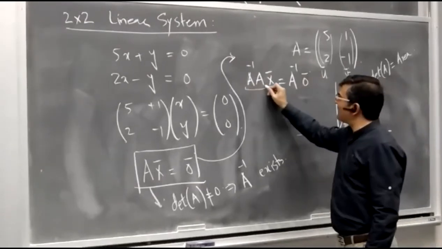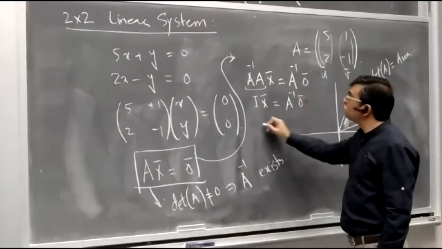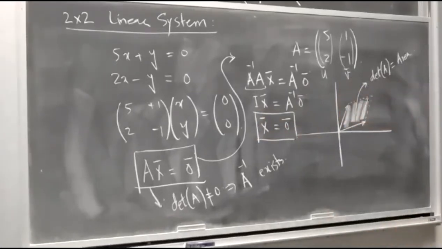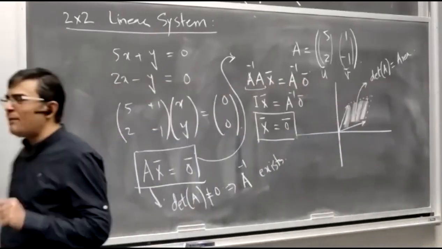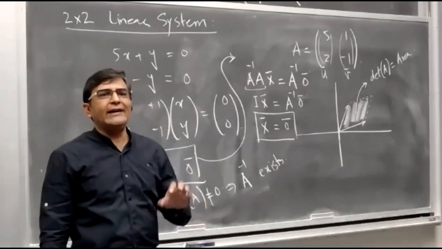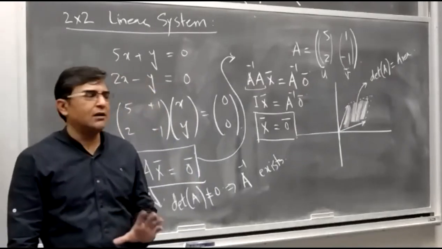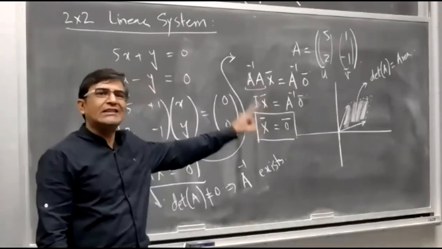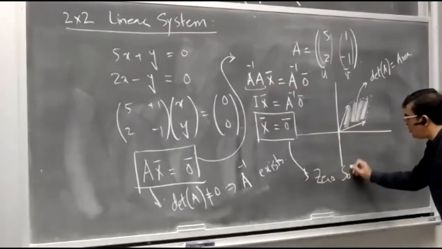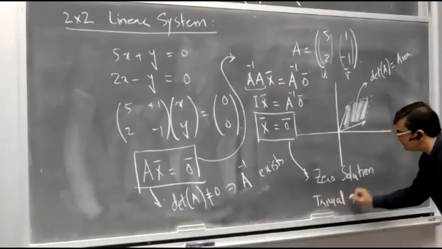Now, A inverse times A is what? It is identity. And here, A inverse times 0 is what? X is equal to 0. So this one. In a homogeneous linear system, if the coefficient matrix is invertible, if its determinant is non-zero, then that homogeneous linear system has only one solution, which is what? Which is the zero solution, and we call it trivial solution. Okay? Zero solution. Sir, please, can you repeat this point? Zero solution, or we call it trivial solution.